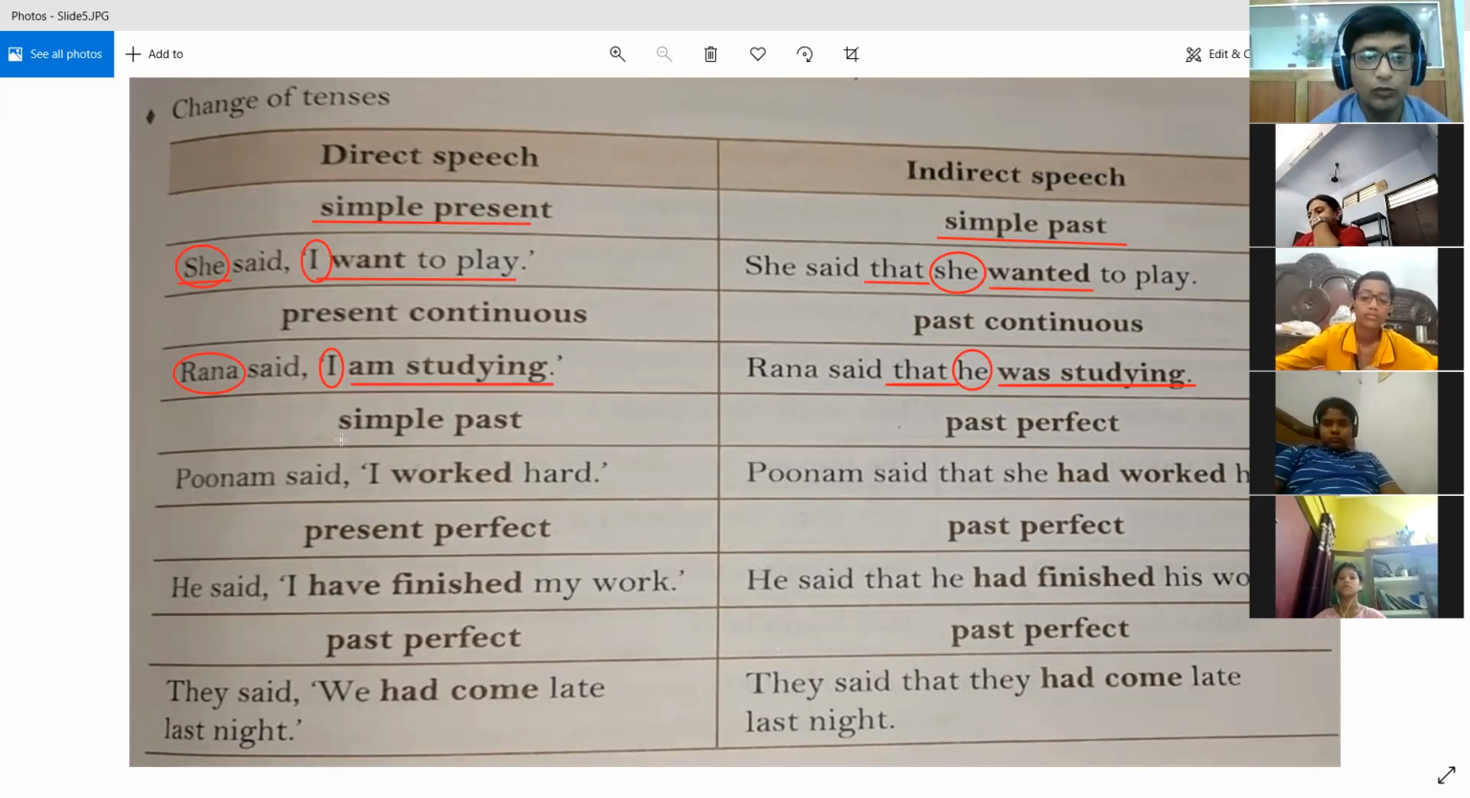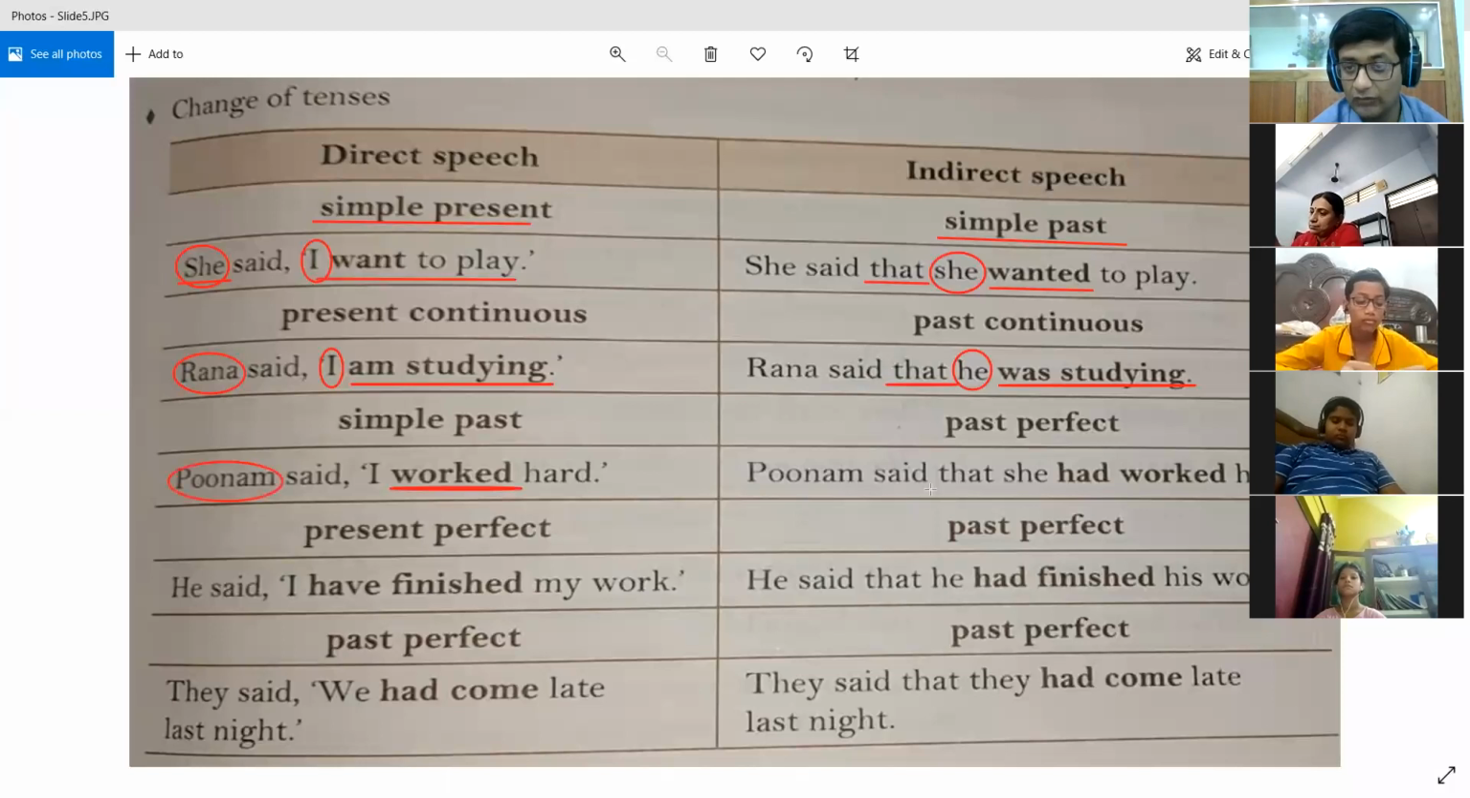All right. Now see what happens to simple past tense. Simple past tense changes into past perfect tense. So this changes into past perfect. Poonam said, "I worked hard." So worked over here, you can clearly see, is simple past tense, right? And Poonam is the subject of the reporting verb said.